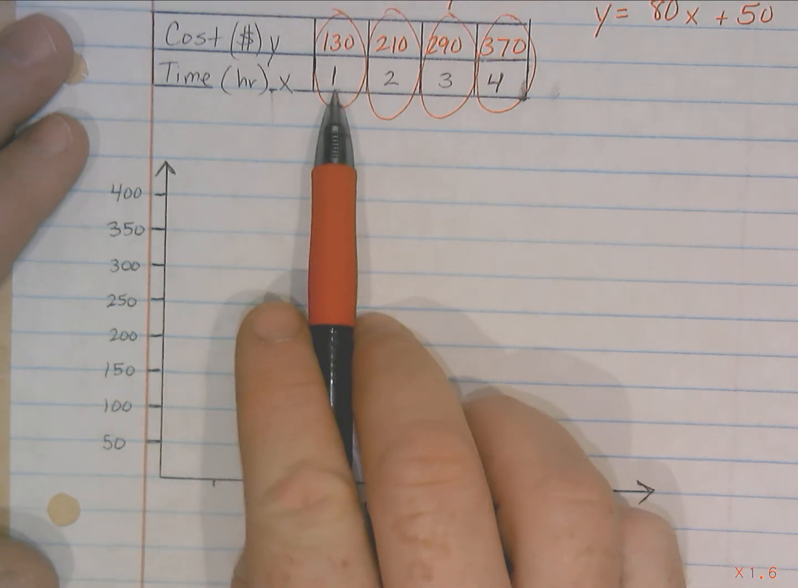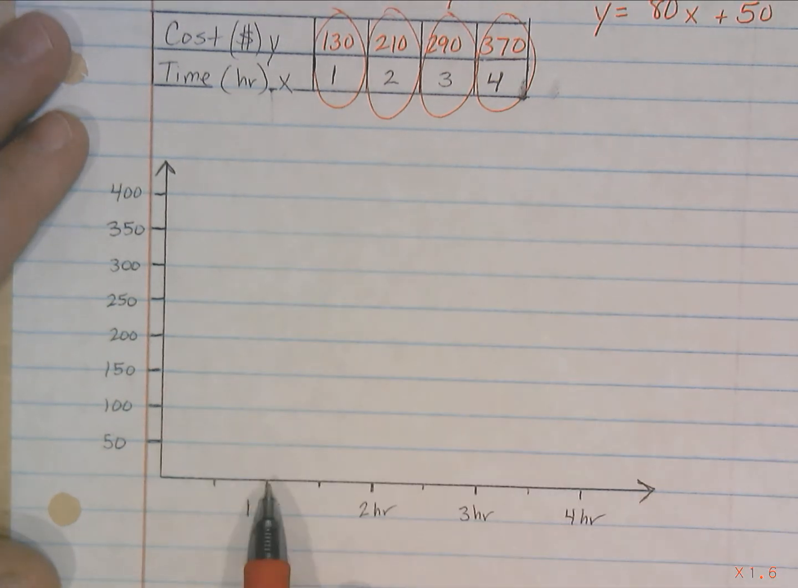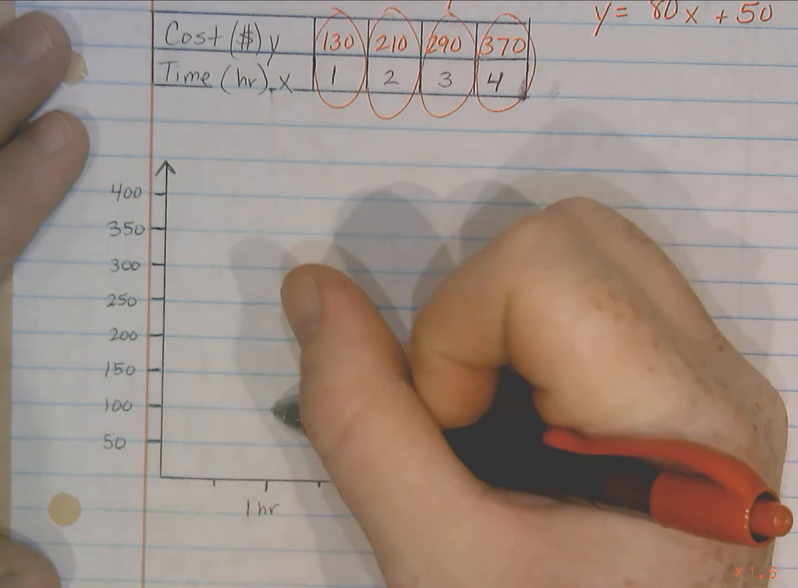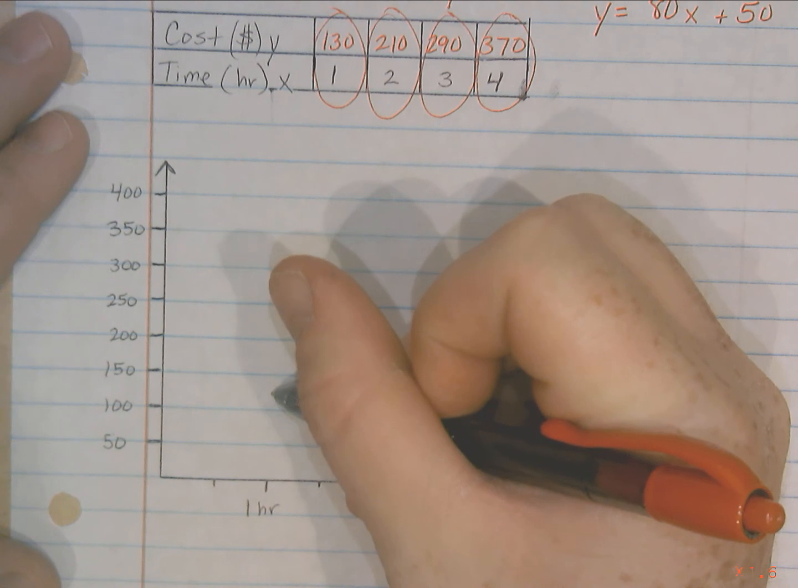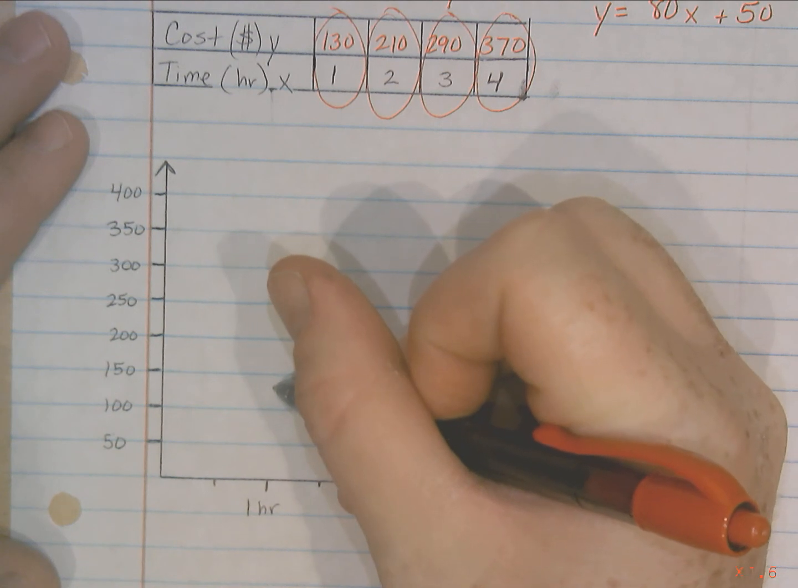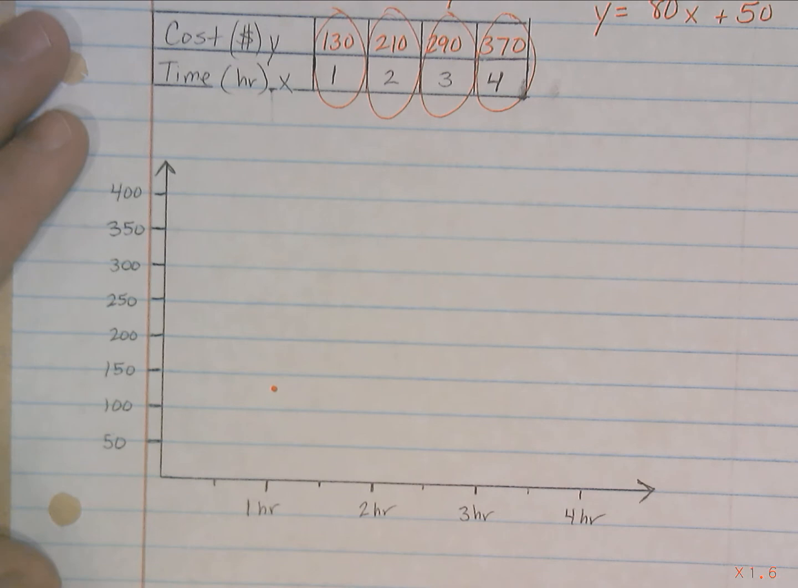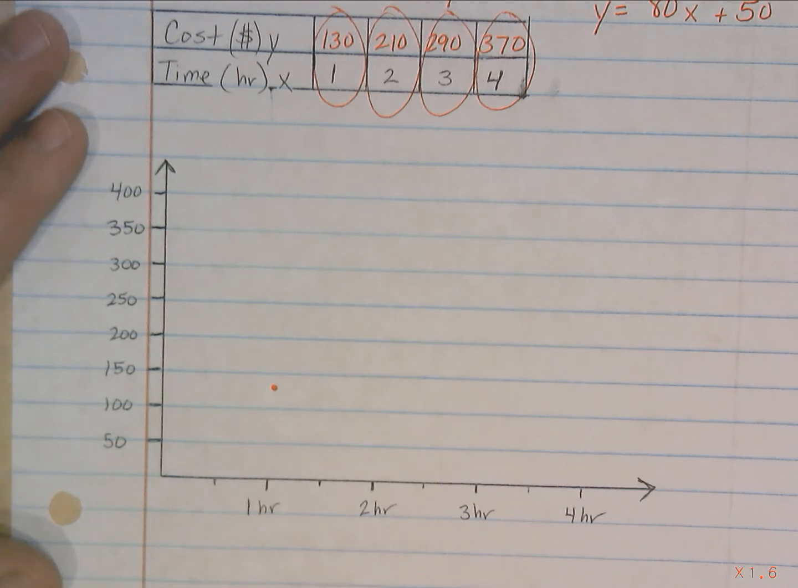So 1 hour represents $130. So 1 hour, $130. So it's somewhere between 100 and 150. So in the middle will be 125. So we're just going to go a little bit above the middle. So that's probably $130 roughly.